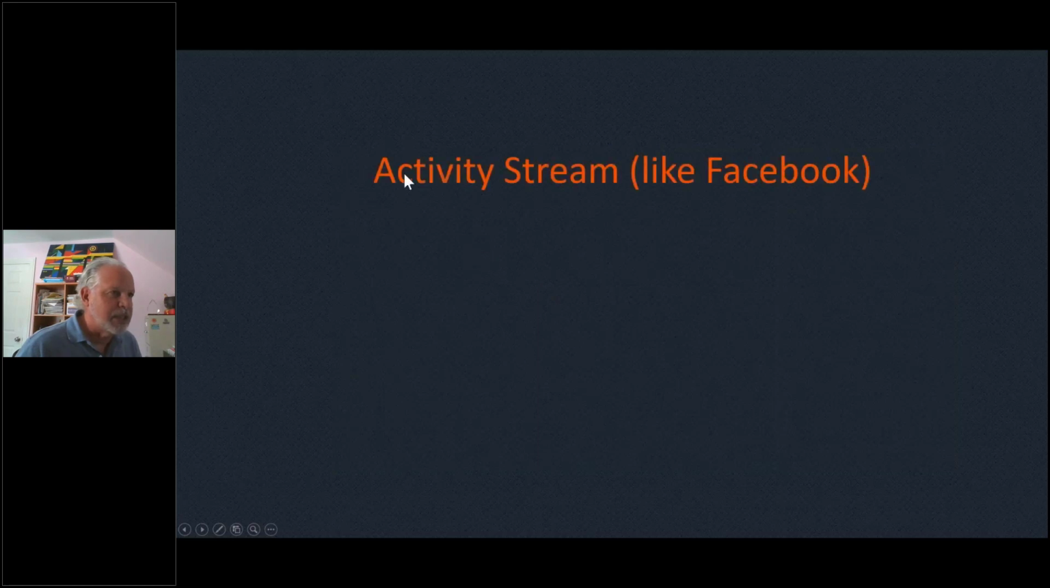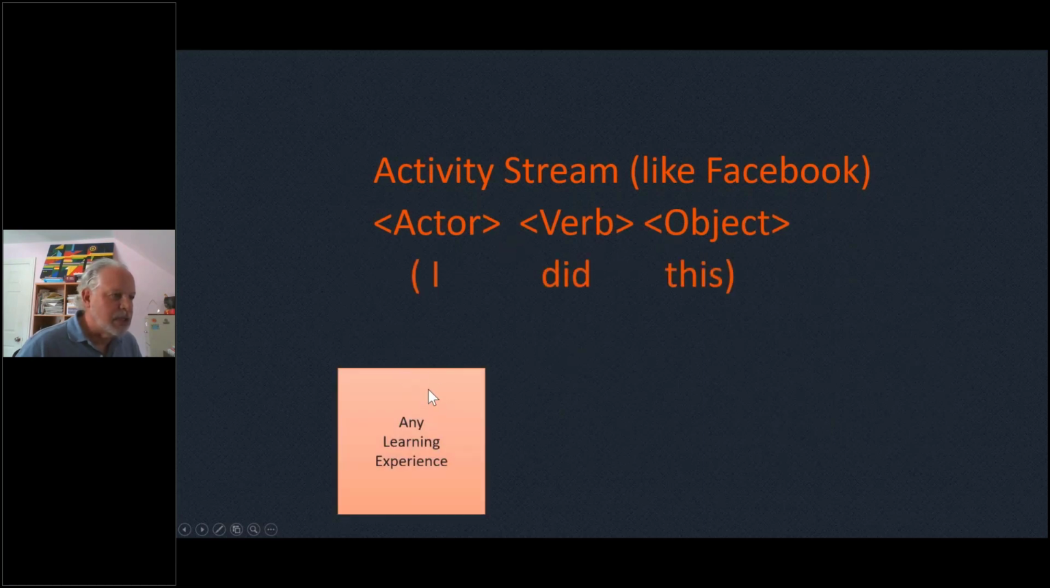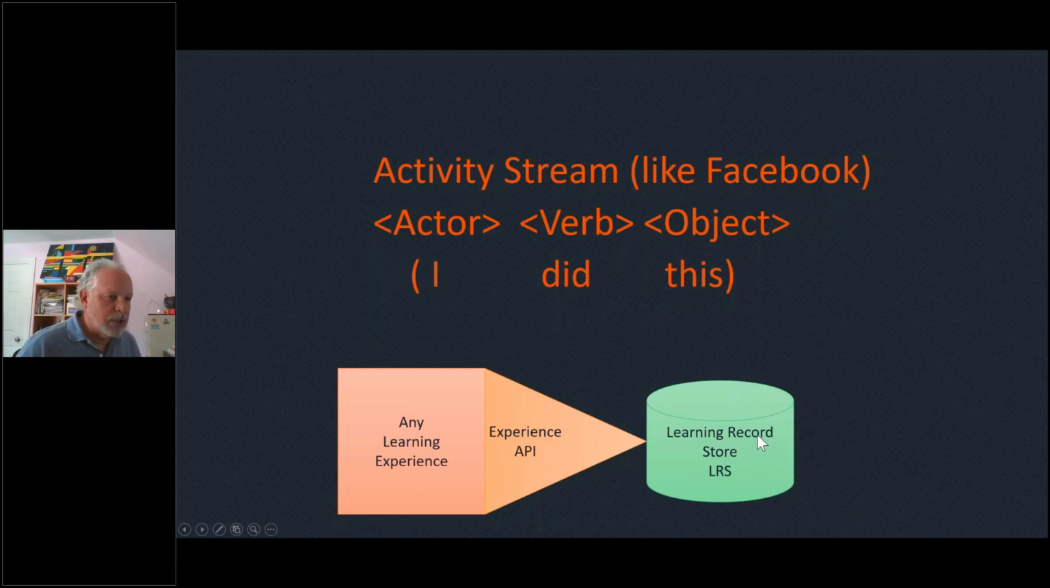The way that it works is basically it creates an activity stream, like a Facebook activity stream. I did this. And that activity stream, so you have a learning experience API, which is a connector, sends a quick message, so-and-so did this thing, to what's called a learning record store. And then that enables analytics and reporting. So this is the guts that allows us now to really have ecosystems that put this all together.